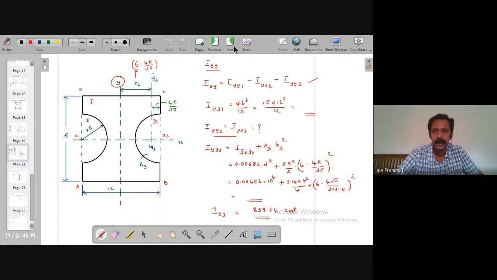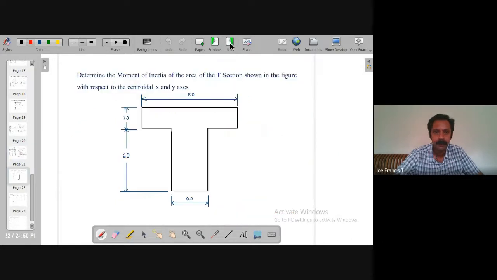I'll think of discussing one more problem here. This is a very typical problem. Determine the moment of inertia of the area of the T section shown in the figure with respect to its centroidal x and y axis. So a T section is given to you, and you don't have the choice of selecting an axis, but directly it is given to find with respect to the centroidal axis. So that is a point that you should keep in your mind.